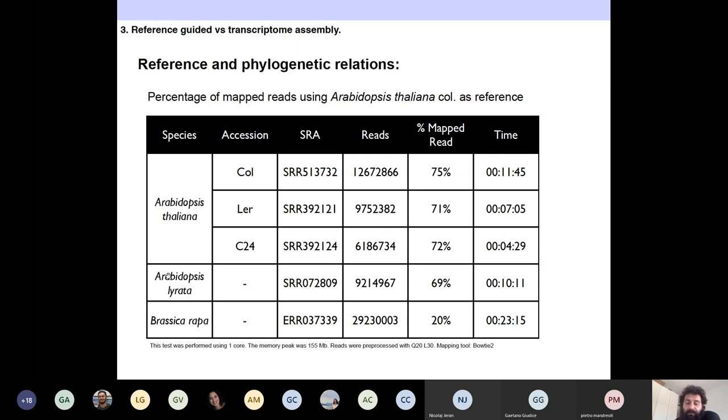For Arabidopsis lyrata, which is a different species of the same genus, you get some reduction in the mapping, but still the number will be okay. It will be around the same. So it still means that you can use thaliana as a reference for lyrata. But if you want to use Brassica rapa, which is the same family, of course, these go very low. So it's not recommended to map them. As you can see, 20%. Also, the time that they take increases depending on how different they are and how many hits you have. So that would be the representation of what I said before.